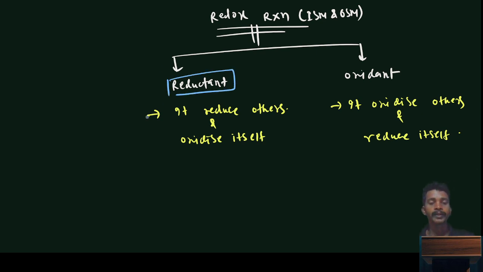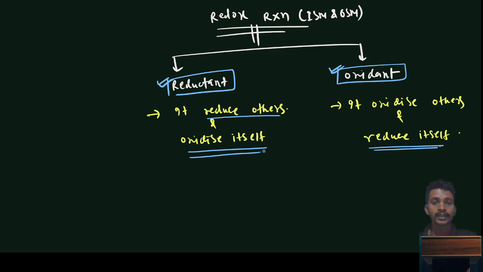So this name is given, reductants and oxidants, by what it is doing with others. If it is reductant, it is reducing others. The name is given by what its work is to others, so it reduces others, that's why its name is reductants. Similarly this is oxidant, it is oxidizing others. And if it is oxidizing others, then it itself is getting reduced.